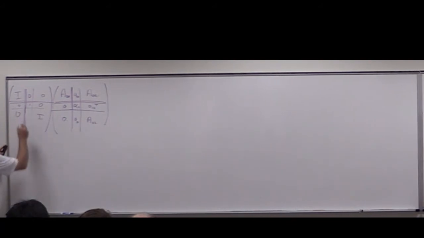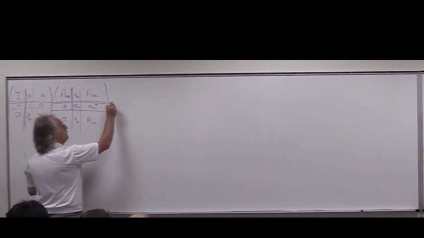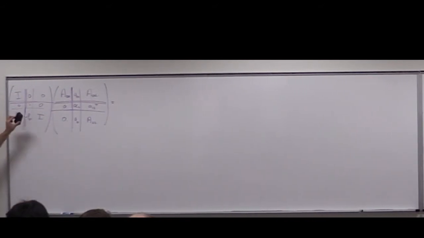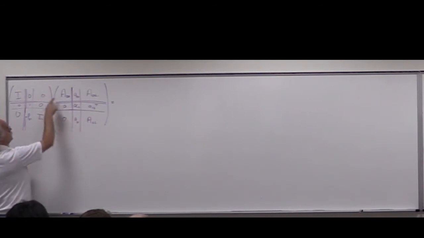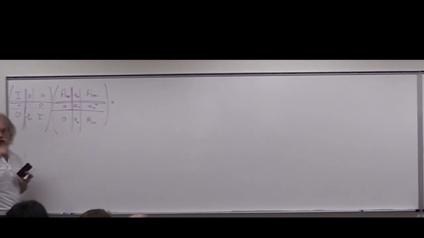Minus sign here. Okay? If you multiply this times that, that's just partition matrix multiplication. Okay? First of all, this times that plus this times that plus this times that shows that the first rows are left alone.